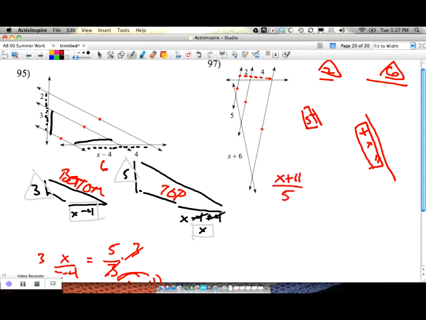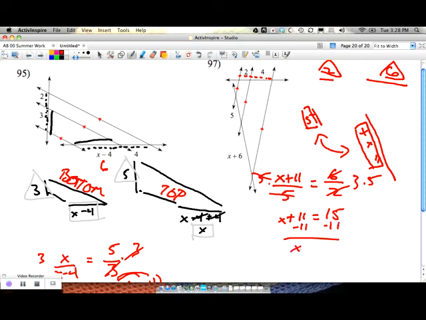That means that we're going to have x plus 11 over 5. Those two correspond there. Is going to be equal to 6 over 2. Hey, 6 over 2, that simplifies. That's just really 3. So now I'm going to multiply both sides by 5. That simplifies the 5 over 5. I have x plus 11 equals 15. Then I'm going to subtract 11 from both sides, and x equals 4. And we're done!